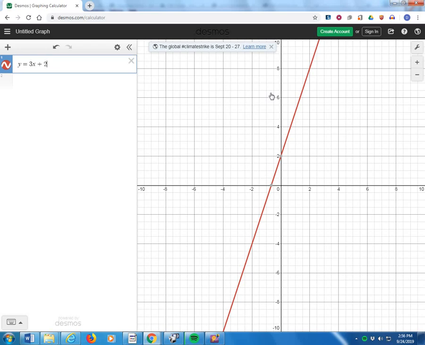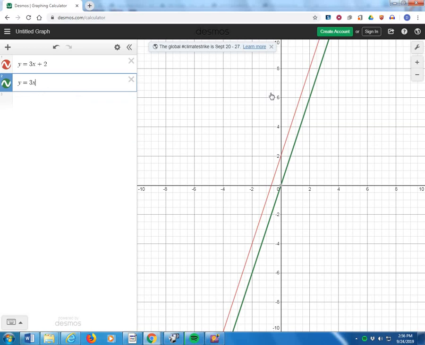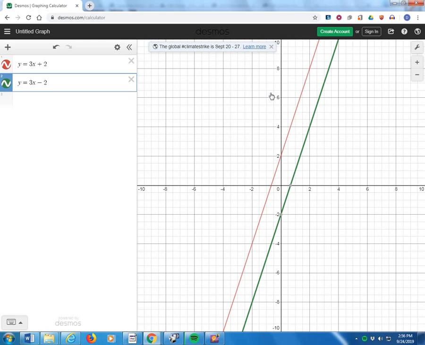Now, everybody on the next line, go ahead and graph. You just hit enter, and a new space comes up. Y equals 3x minus 2. Let's do that one. Same slope, still 3, so it's the same slope, different y-intercept.